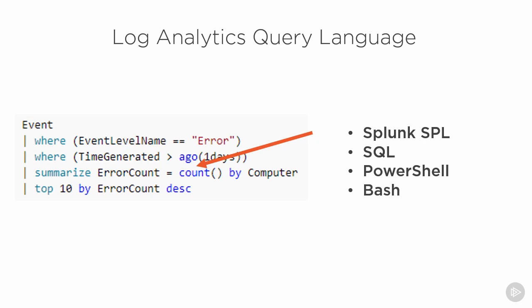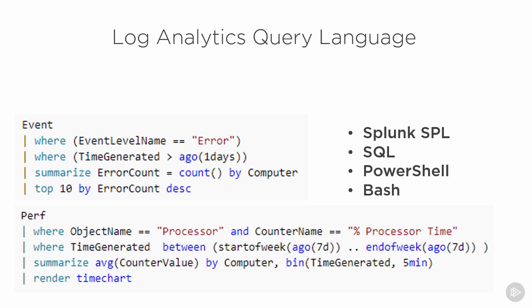So like I said, the idea is if you have some familiarity with structured query language, you'll have a pretty good idea of what's going on with that code just by inspecting it. In summary, this query is answering the question, what are our events that are errors that were generated more than a day ago? How many per computer? And show me the top 10 in descending order. That's what that's doing. Let's look at another example.